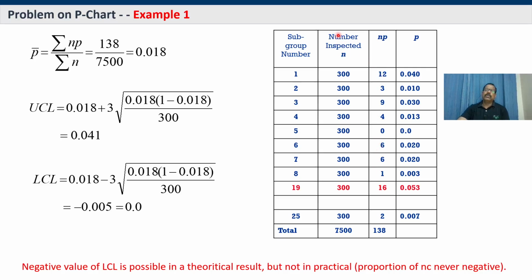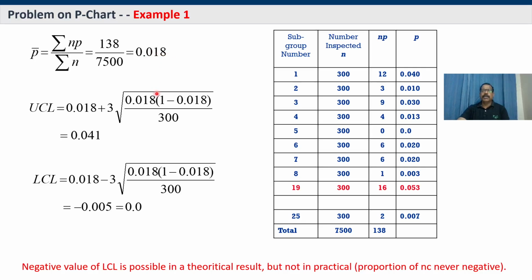Once you know the total number of products inspected and the total number of defectives for each subgroup, it's easy to calculate P bar. P bar is the summation of NP divided by the summation of n. The summation of NP in total is 138, and the summation of n, the total number of samples, 300, 300, 300, if you add them all together, you will get 7,500. With this ratio, you get the P bar as 0.018.